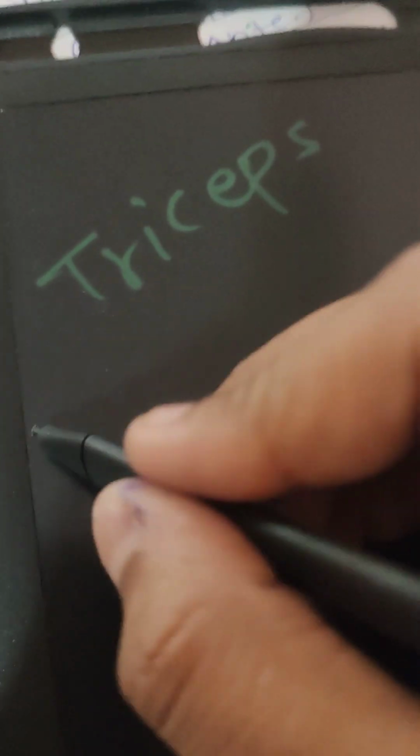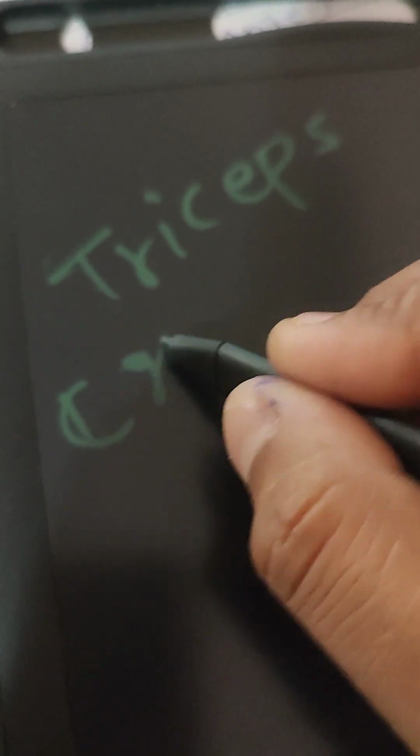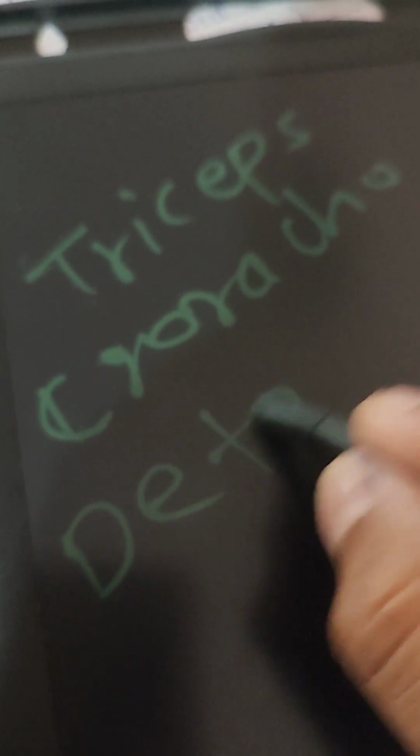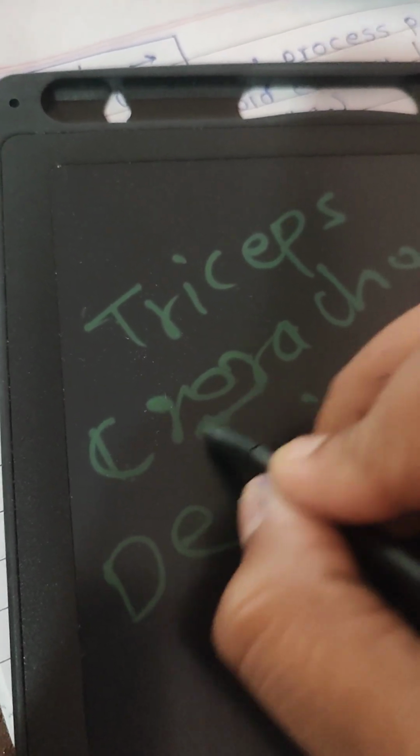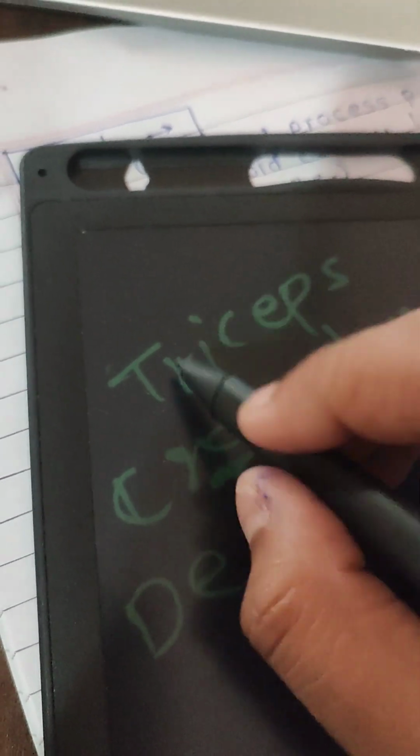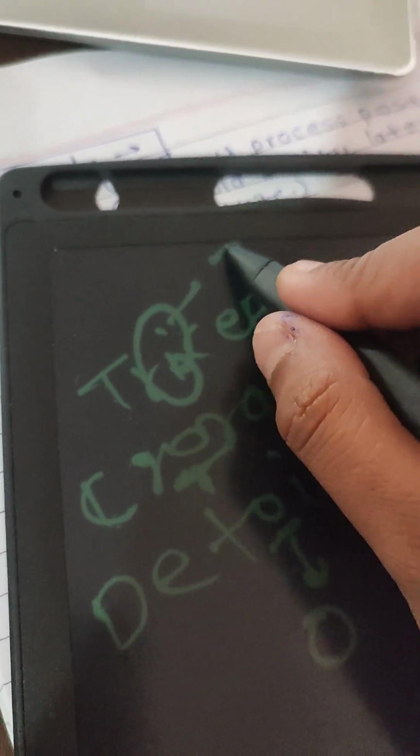Trick for this. We have seen insertion of trapezius, origin of coracobrachialis, and deltoid. Deltoid, as we know, has an O, so it is origin. There is no I in coracobrachialis, so it is again origin, and I is there in trapezius, so it is insertion.